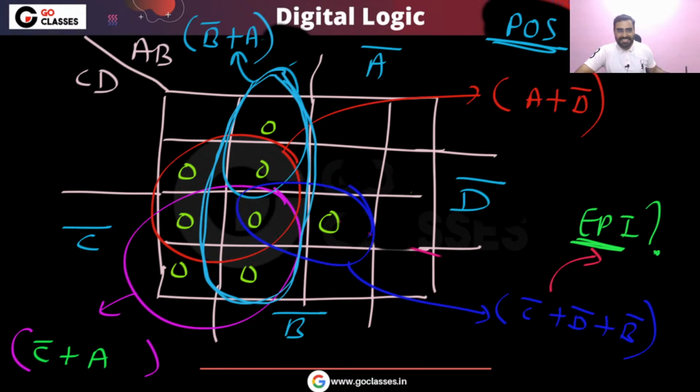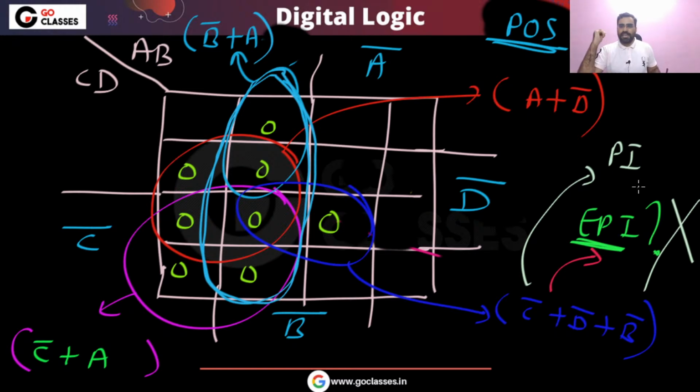No, this is the trick. This is the trick question. This is not EPI. Is this PI? Tell me, Yuvraj, Sandeep, is this PI, prime implicant? Can I say this is PI? This is not PI also.